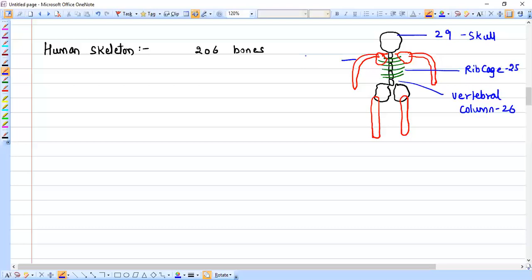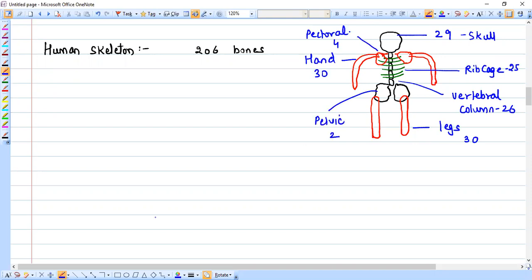This is your hand bone. Logically, the hand consists of 30 bones. In the legs also there are a total of 30 bones. This is the girdle. The upper one is called the pectoral girdle, and there are 4 bones in the pectoral girdle, and the lower one is called the pelvic girdle. There are 2 bones in the pelvic girdle.